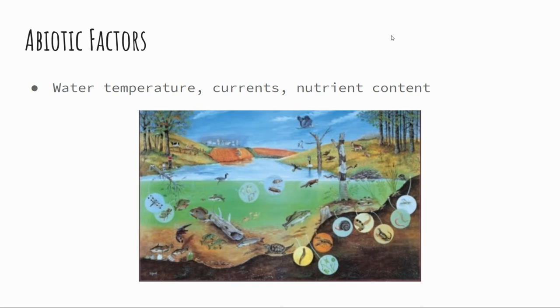Abiotic factors, again, in ecosystems, we talk about water temperature, currents, nutrient content. So an abiotic factor is any factor in an ecosystem that is not living.